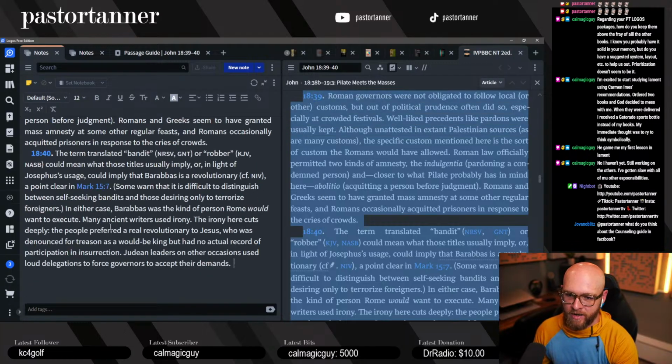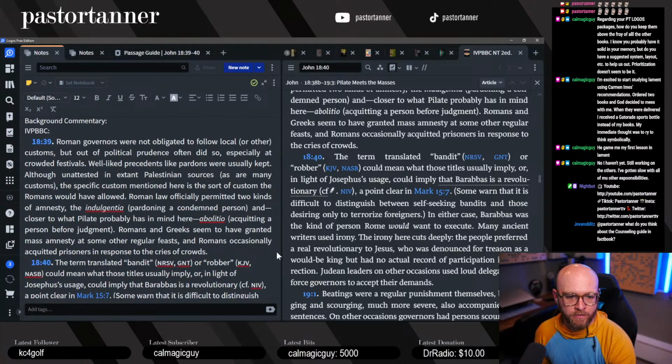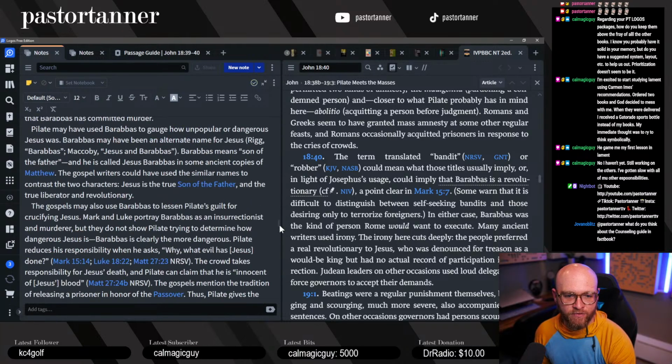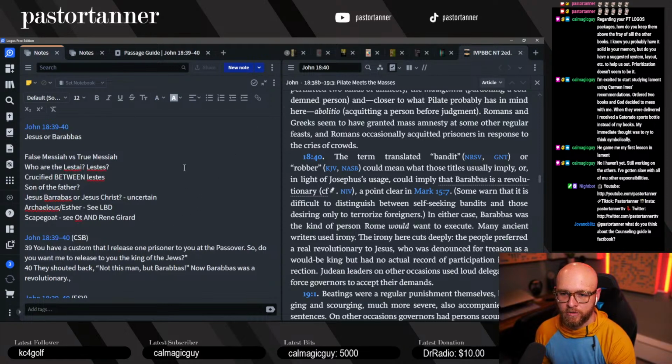So again, great background here. And I'm going to put the irony: real insurrectionist favored over accused insurrection.